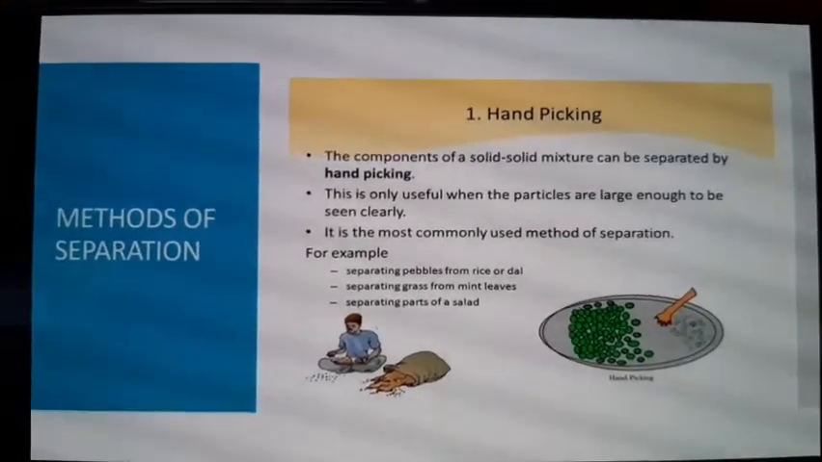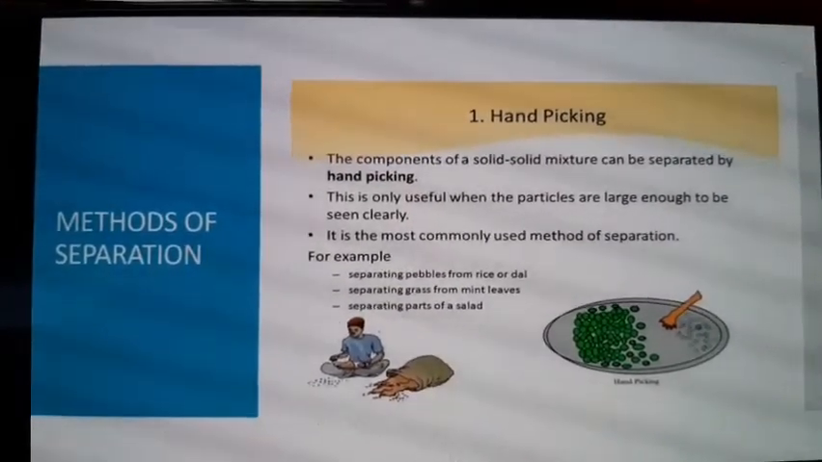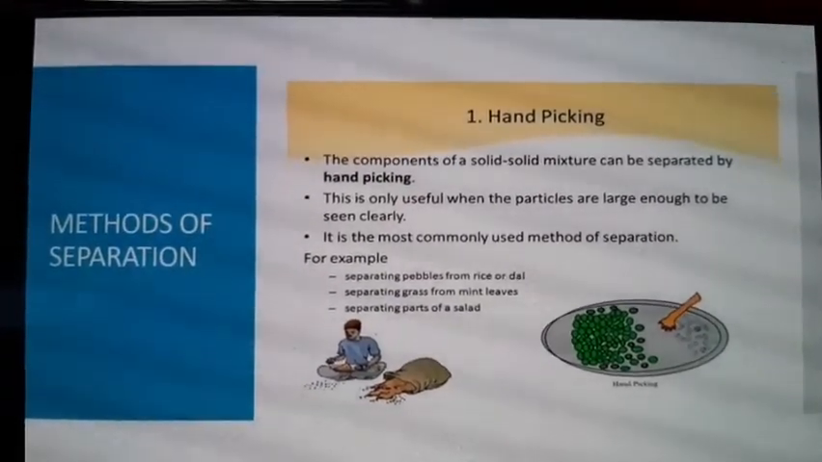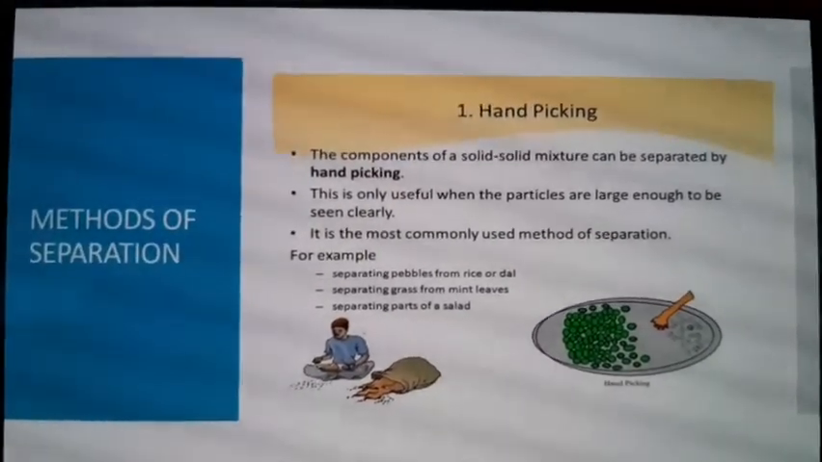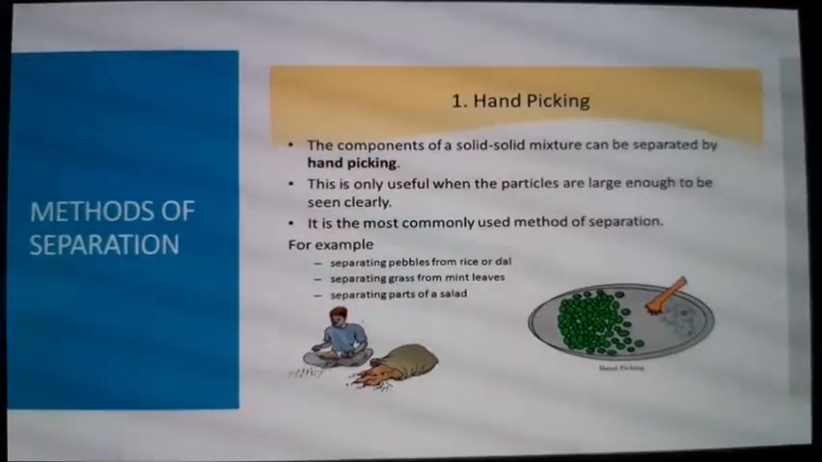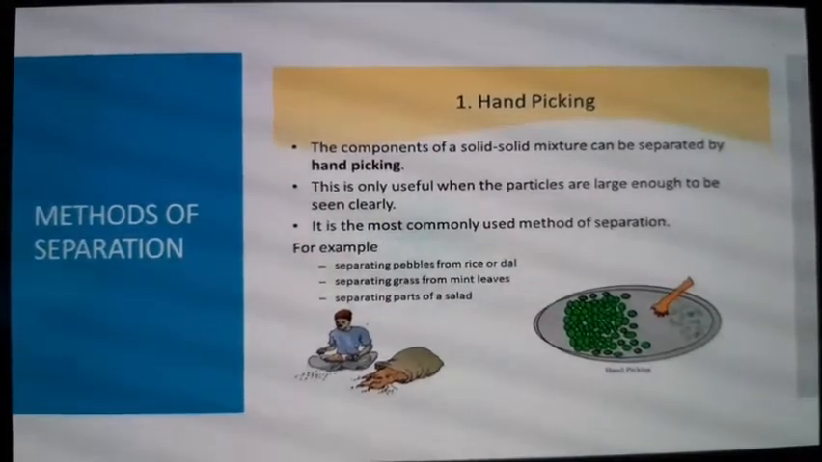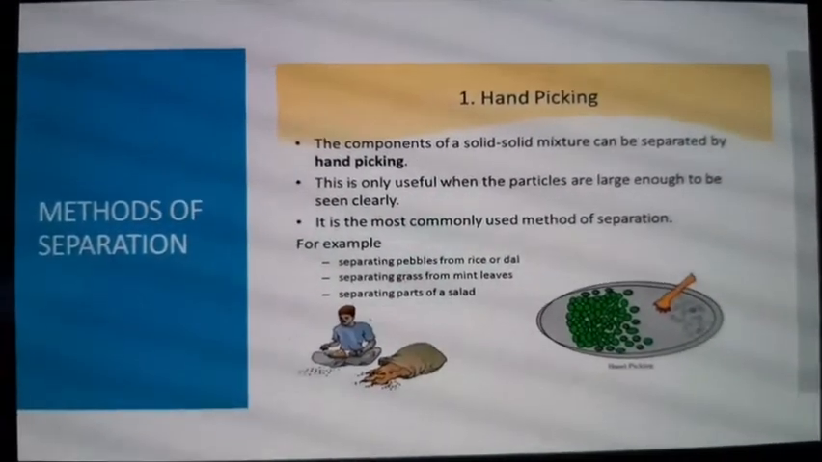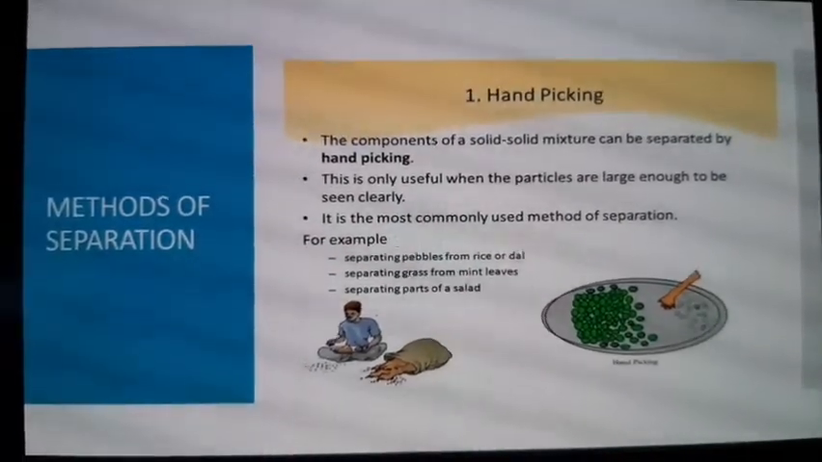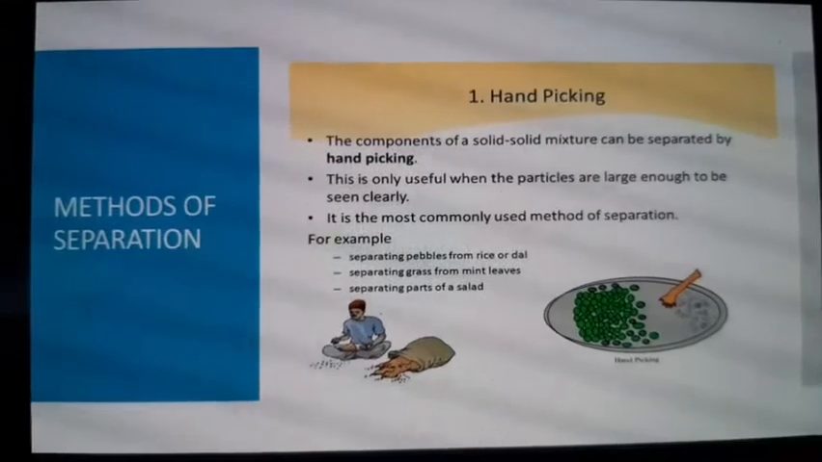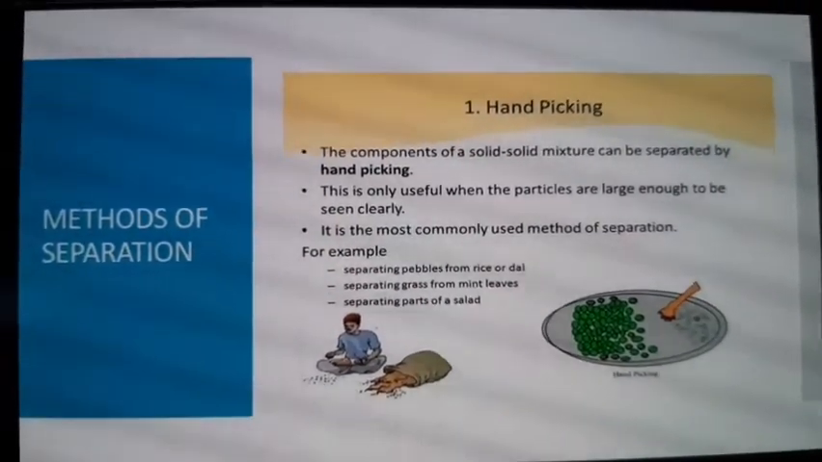If we talk about the examples of handpicking, we can consider separating pebbles from rice or dal. It is a common practice used in our homes. Next is separating grass from mint leaves, and third is separating parts of a salad. As you can see in the picture below, a farmer, or you can say a man, is using the method of hand picking to separate out the useful components from the useless ones.